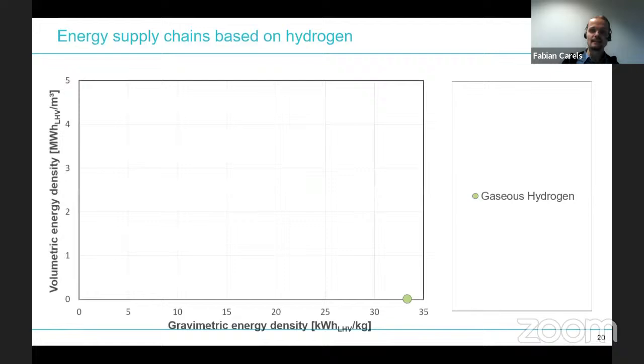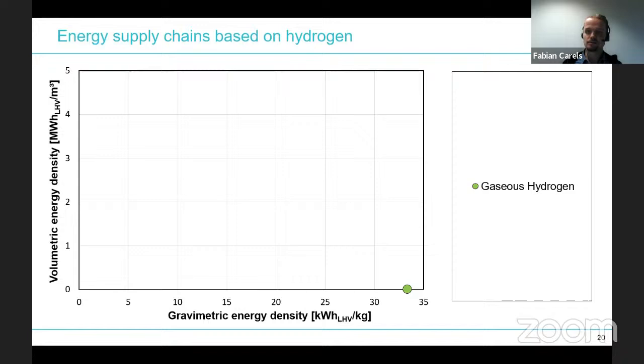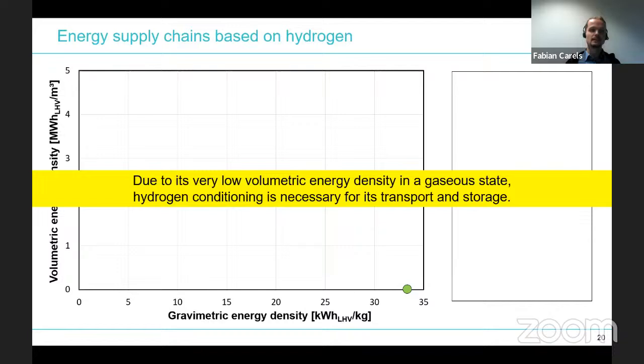And this becomes clear when we take a look at the energy density of gaseous hydrogen. Gaseous hydrogen is the foundation for all of the transportation options we will see later. And we see that hydrogen has a very, very high gravimetric energy, so a lot of energy per kilogram. It has a very low volumetric energy, so very, very little energy per cubic meter, for example. This means that an immense amount of space is required for the storage of the gaseous hydrogen. And to overcome this, we need to do a specific conditioning of the hydrogen if we want to transport and store it in a cost-effective manner.